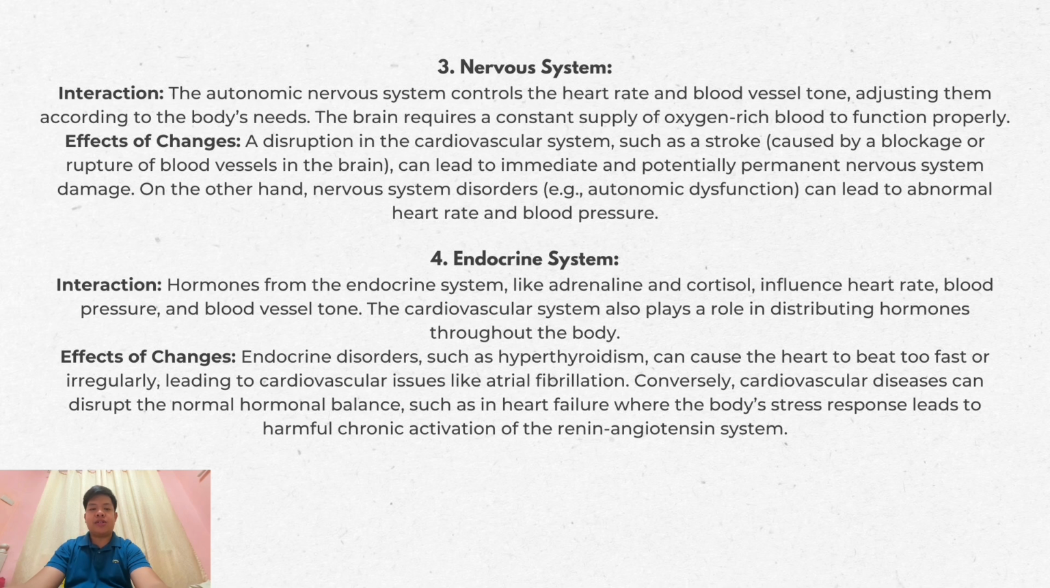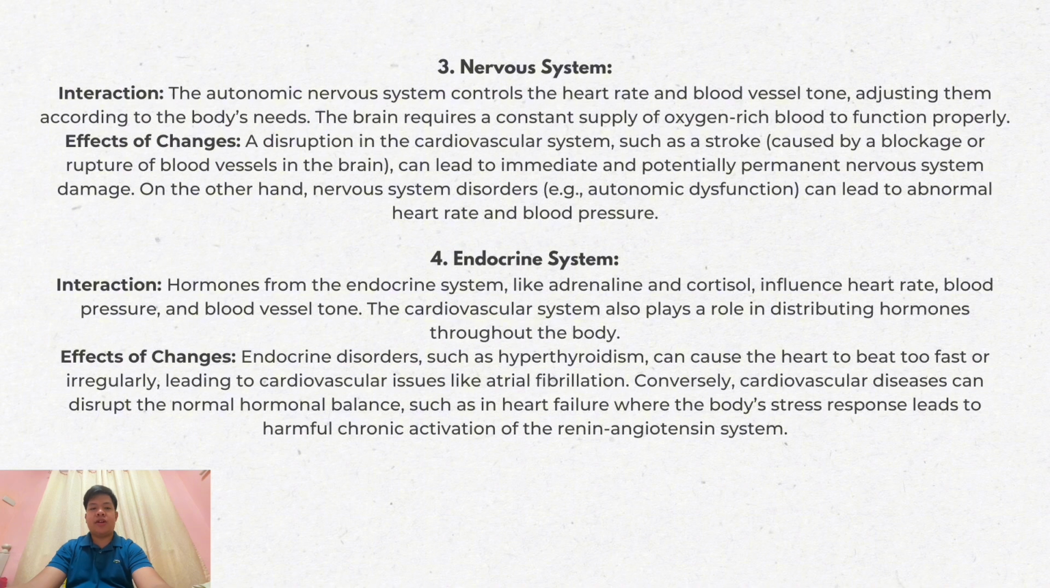The brain requires a constant supply of oxygen-rich blood to function properly. So, the effects of change: a disruption in the cardiovascular system, such as a stroke, can lead to immediate and potentially permanent nervous system damage. On the other hand, nervous system disorders can lead to abnormal heart rate and blood pressure. Then, number 4, endocrine system interaction.